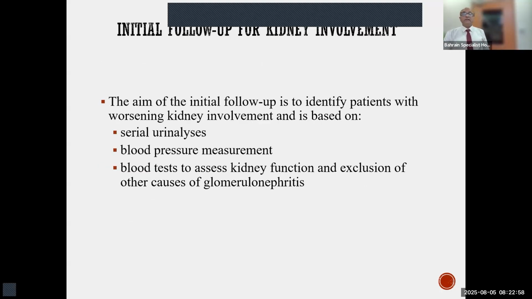The aim of initial follow-up is to identify patients with worsening kidney involvement, especially with serial urinalysis, blood pressure measurement, blood tests to assess kidney function, and exclusion of other causes of glomerulonephritis. In our case, we followed the child for 6 months, and there was no renal involvement. The child was perfectly all right. A few months back, I saw the child, and he is growing well.